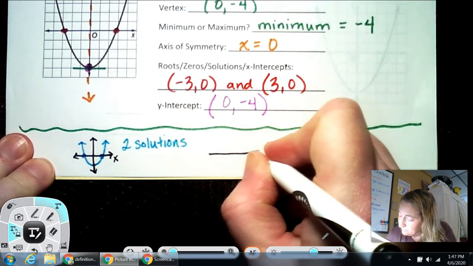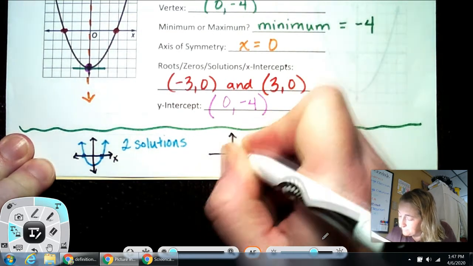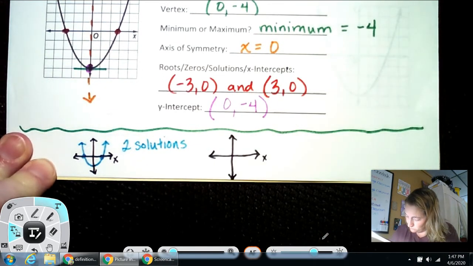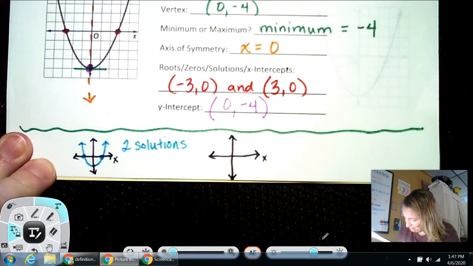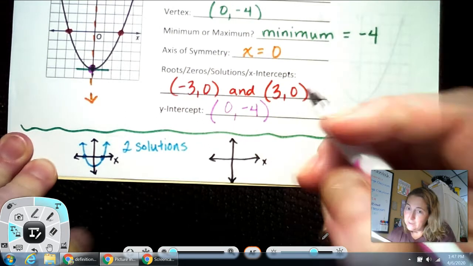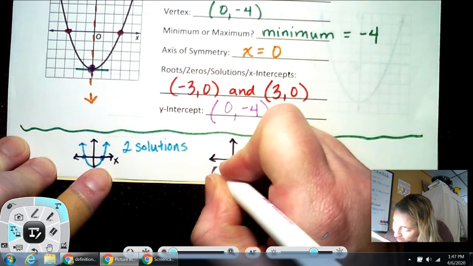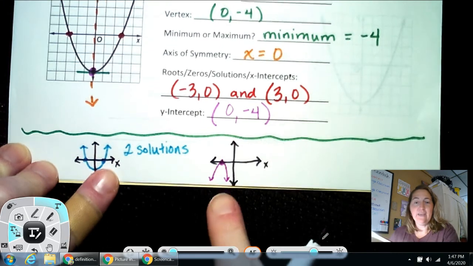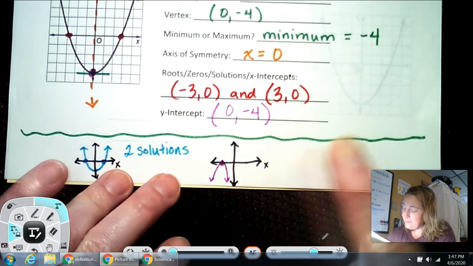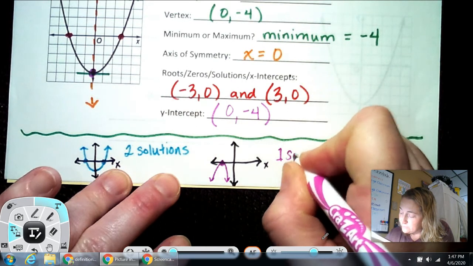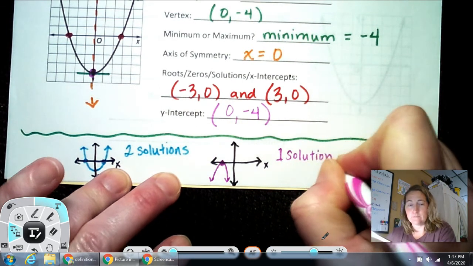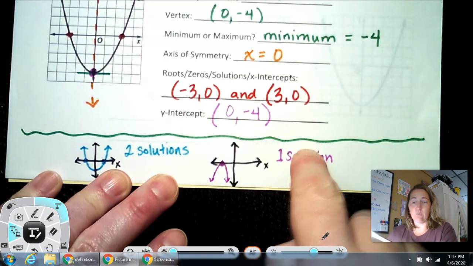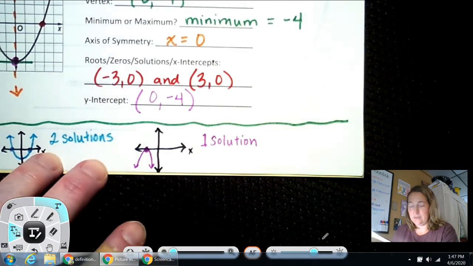Now there's another situation that might come up. You may see some that look like this. You may have a parabola that comes up, touches that axis, and then goes back down again. If that graph only hits the x-axis one time, then it has one solution. So you might see them with two solutions, you might see them with one solution, and there's one other possibility.